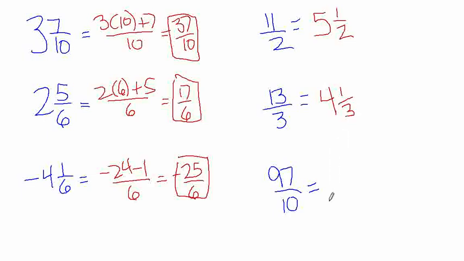Well, there's 4, so can you see that that's 4 pizzas with an extra third? And the last one, 97 over 10, can you see that if you had 97 pizza slices where each pizza was cut into 10 pieces, you would have 9 whole pizzas and 7/10 of a pizza left?